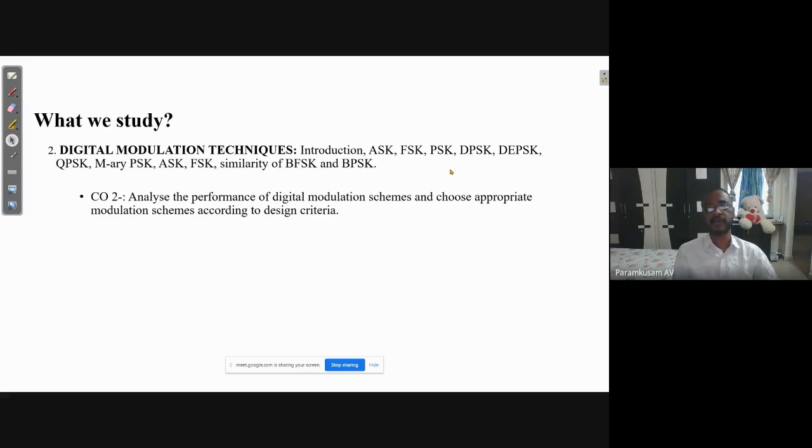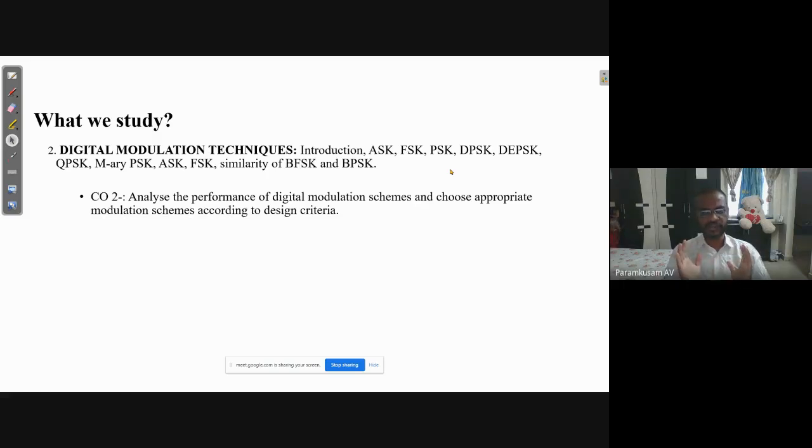Let us see again about the first two units. In the first unit, what will you learn? You will learn about the different waveform coding techniques. What are the waveform coding techniques? PCM, DPCM, DM. Then what is the purpose of these waveform coding techniques? How an analog signal is converted into digital signal.